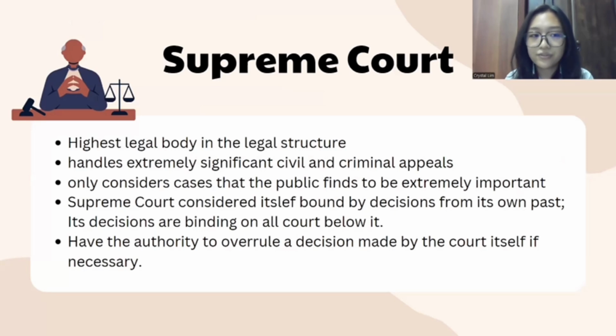As the last Court of Appeal, it handles extremely significant civil and criminal appeals. It typically only considers cases that the public find to be extremely important. Up until 1966, the Supreme Court considered itself bound by decisions from its own past, and its decisions are binding on all courts below it. Besides, the Supreme Court also has the authority to overrule a decision made by the court itself if necessary.